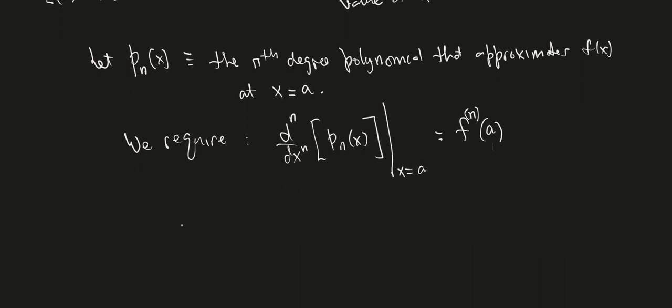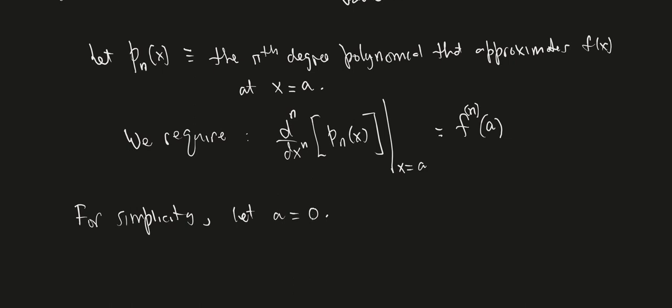For simplicity, and again I mentioned this earlier, just to give you an idea of where the formula comes from, let's say that we want the approximation to occur at x equals 0. So just for simplicity, let a equal 0, and we'll see what happens.